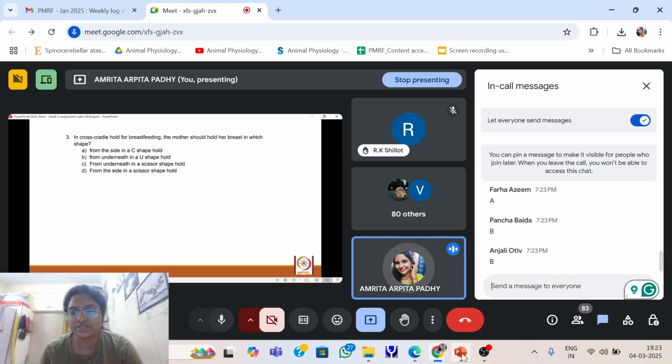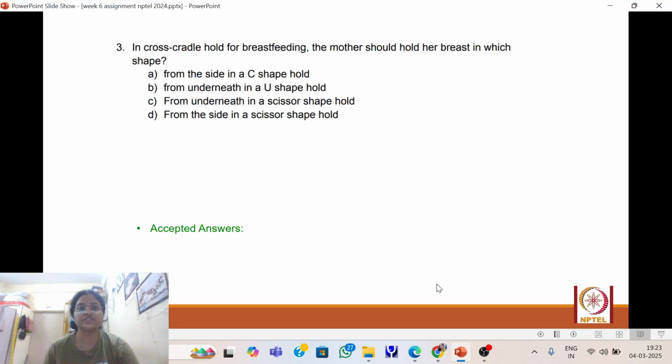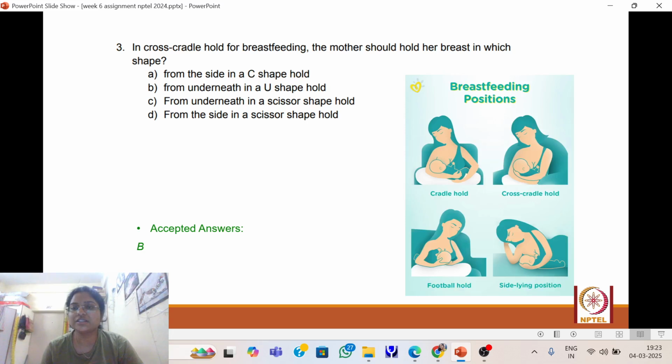Okay, let's see what is the answer to this question. I think everyone is done. It is B, from underneath in a U-shaped hold. Okay, so here you can see the breastfeeding positions. These are cradle hold, cross cradle hold, football hold, and sideline position. So from here, which is the cross cradle hold? This one. The mother should hold her breast in which shape?